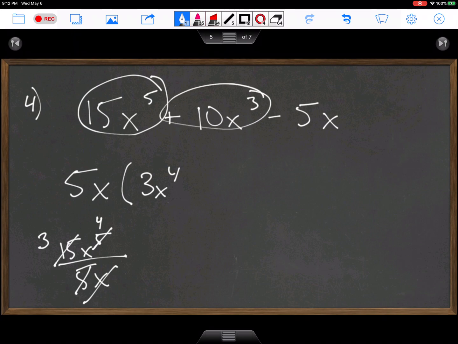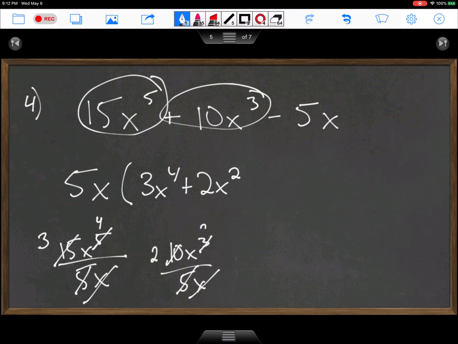We'll look at the second term. That's going to give me 2x squared. And what's happening there is this. I'm dividing 10x cubed by 5x. 5 and 10 simplify to 2. One factor of x left, less one factor of x left. So there's that 2x squared.